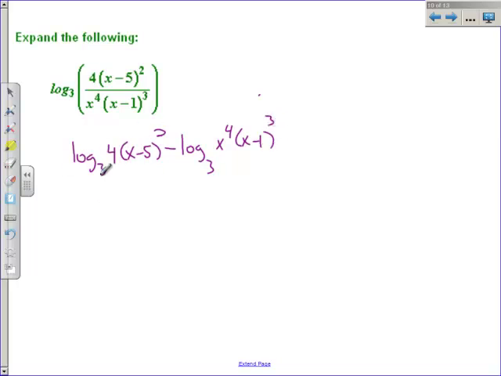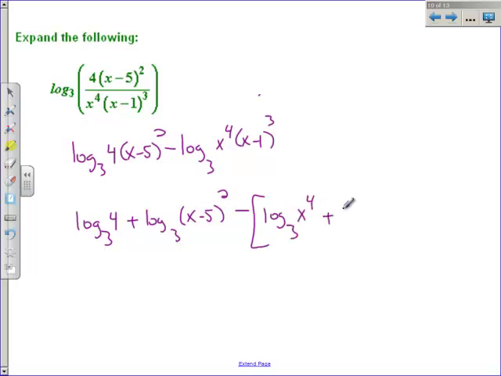So let's see what we can do here. I've got the log of a product and the log of a product. So I'll do the log base 3 of 4 plus the log base 3 of x minus 5 squared, and then minus, and I better put this in parentheses because it's minus all of this, or brackets, the log base 3 of x to the 4th plus the log base 3 of x minus 1 cubed.